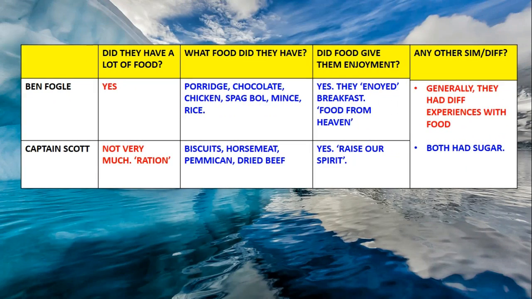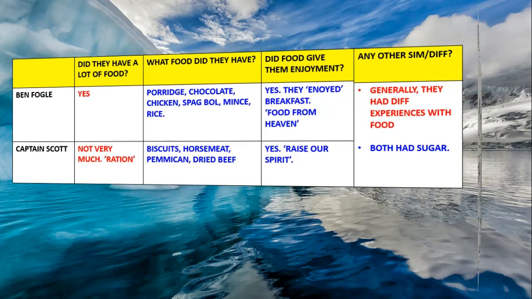And there it's together. So my red is what they didn't have in common. They didn't have in common how much they had. They didn't have in common their different experiences. But the blue is what they did have in common. So they both enjoyed the food and both had sugar.